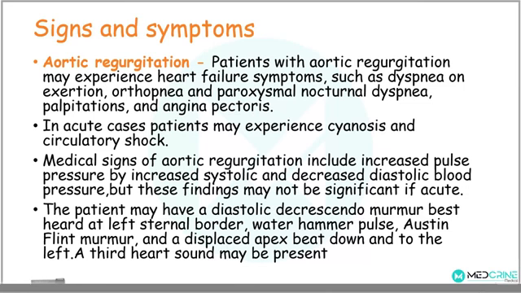Some medical signs which are associated with aortic regurgitation are, for example, an increased pulse pressure by an increased systolic and a decreased diastolic blood pressure. But these findings may not really be significant if this aortic regurgitation is in the acute phase. The patient may have a diastolic decrescendo murmur.